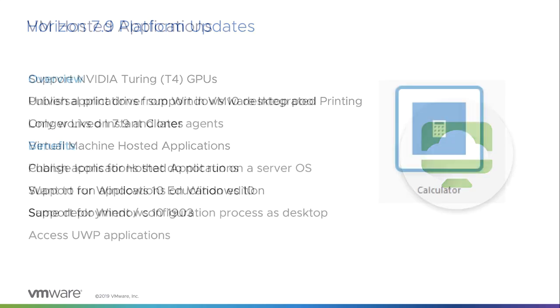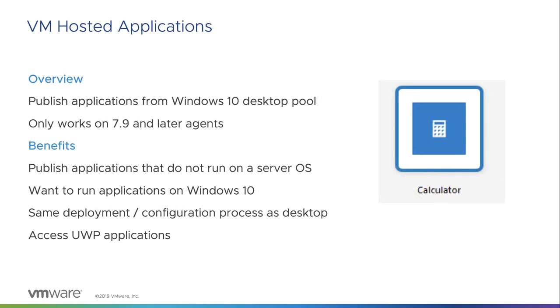Let's take a look at the VMware hosted applications feature. This allows us to publish applications from a Windows 10 desktop pool. This could be great for applications that don't run on server OS, that don't run well in RDSH. You may want to access UWP apps, or you really want the same process between your hosted applications and your desktop applications. You don't want to use something different.